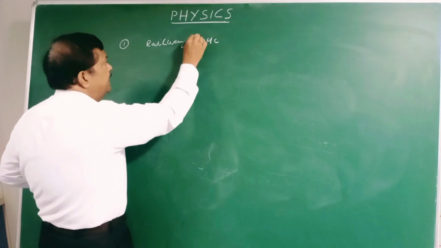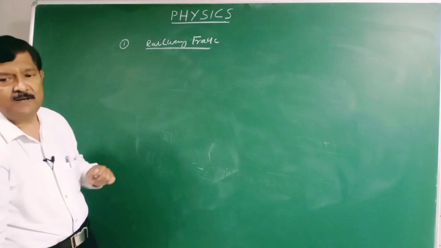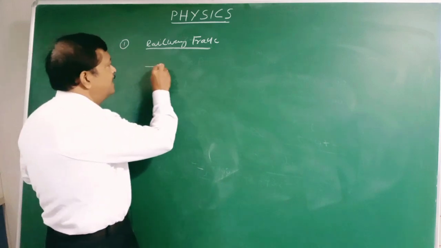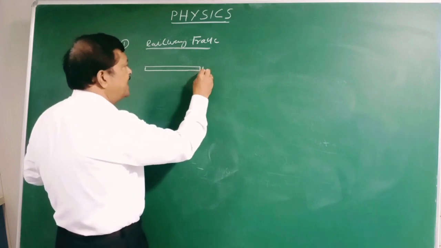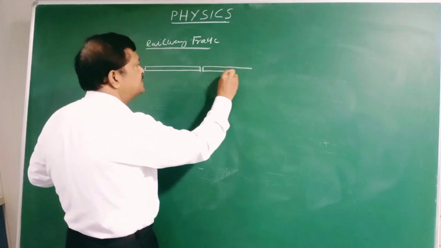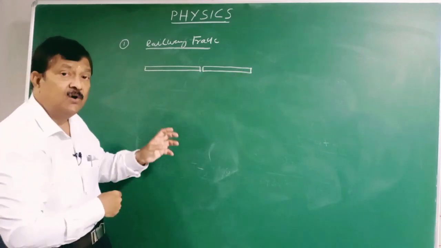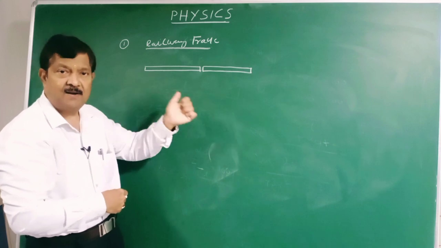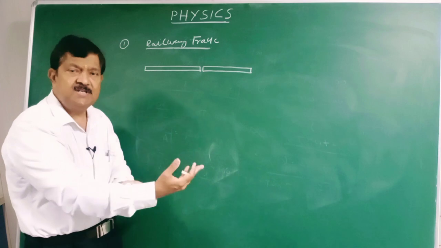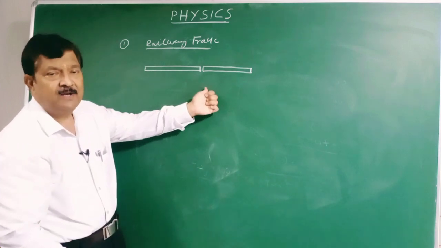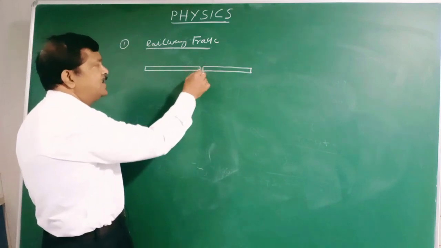When we are explaining this application, we said that whenever a railway track is constructed, there will always be a gap left between the rails, and this gap is to allow the expansion of the rails, because it is exposed to the atmospheric conditions. Depending upon the change of temperature, it will be expanding. To allow the expansion, we are leaving the gap. Now let us suppose what will be the value of the gap to be left.